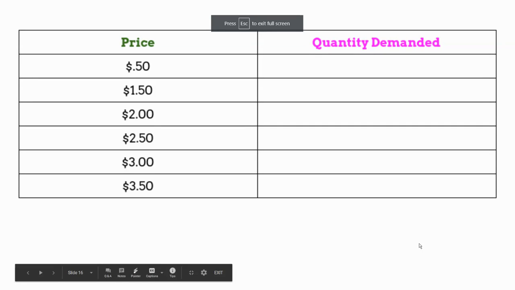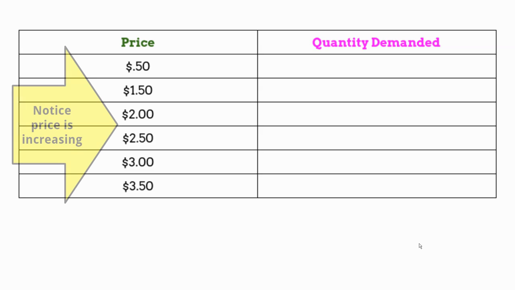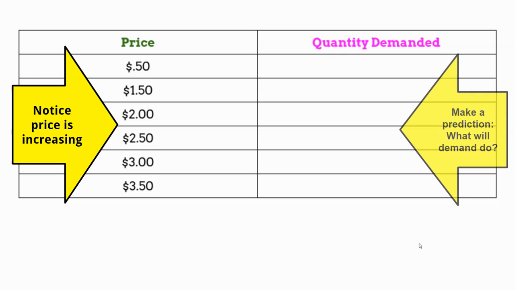Let's talk about how to complete a demand schedule and a demand curve. In this demand schedule, you will notice that price is increasing from 50 cents to $1.50, $2, 2.50, 3 and 3.50. So based on the law of demand, what do you think is going to happen to quantity demanded? Hopefully you said it is going to decrease.